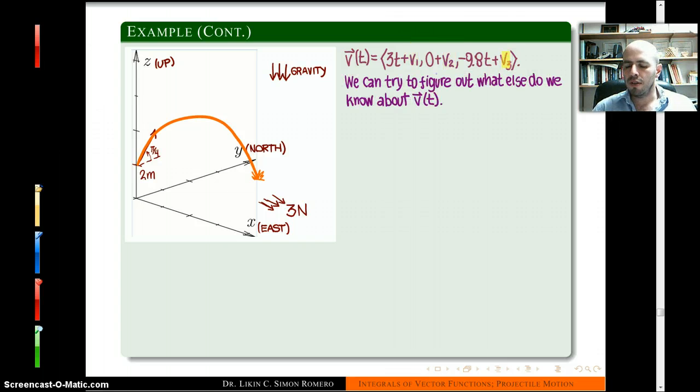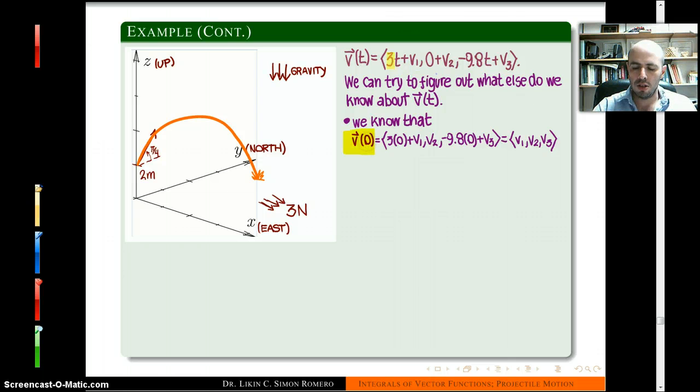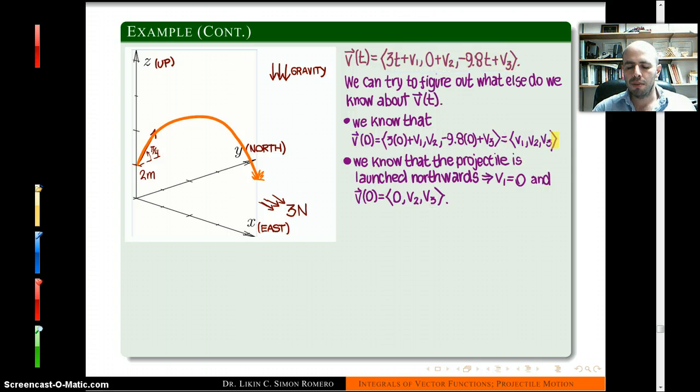So we can try to figure out what else we know about v(t). We know that v(0), just by plugging in here, gives you v1, v2, and v3. So if we find our initial velocity, we can find v1, v2, and v3. Now we know that the projectile is launched northward, so the initial velocity doesn't have a component to the east, therefore the x component has to be equal to 0. So finally we know that v1 is equal to 0.